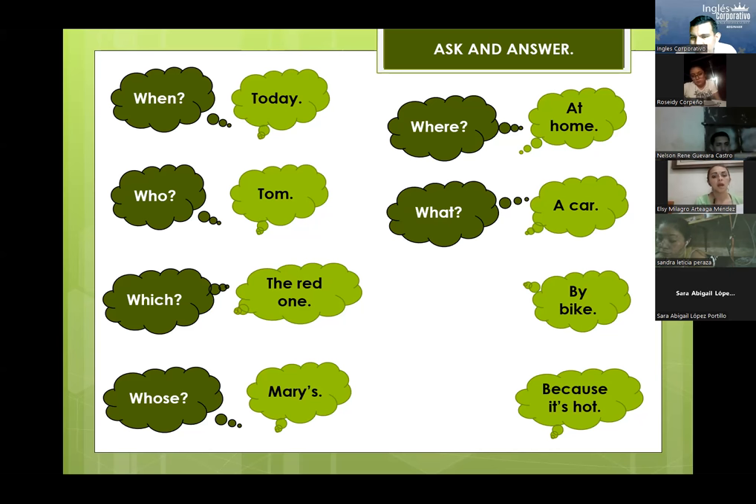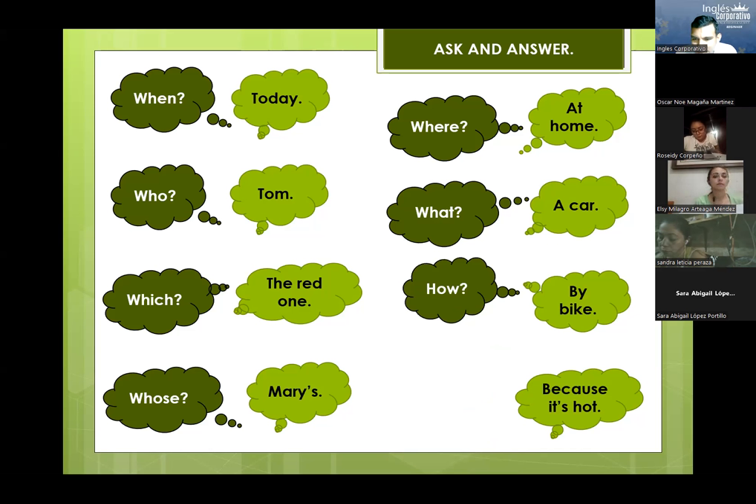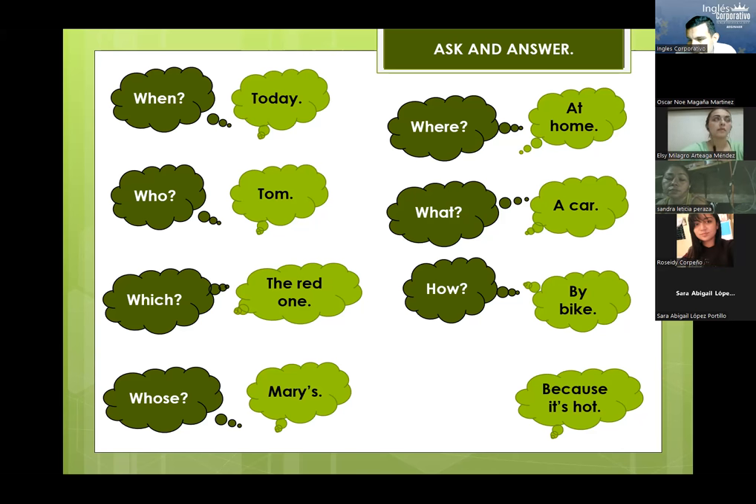What significa qué. What. How. ¿Cómo? Exacto, pero no de alimentarse, sino de manera. How. Por ejemplo, aquí se puede utilizar ¿cómo viajas a tu trabajo? How do you get to your workplace? ¿Cómo viajas a tu trabajo? I go by bike. I go by bus.